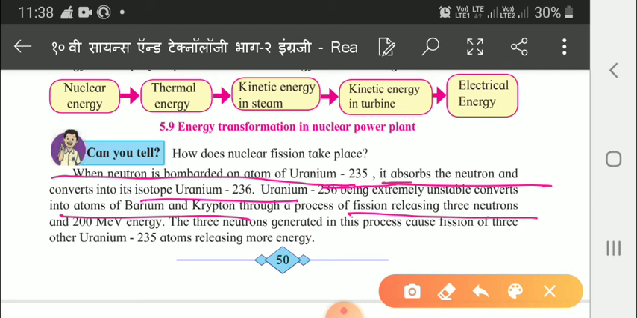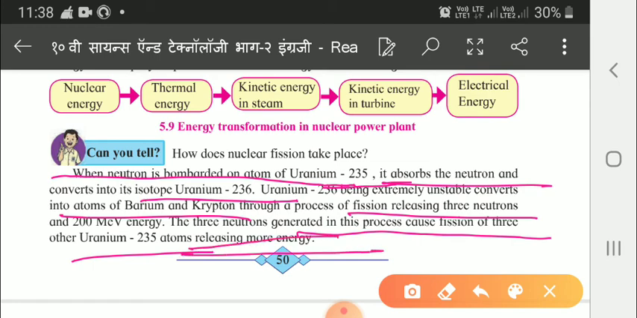Just imagine one neutron changed uranium 235 into uranium 236, an isotope. Then these three neutrons further cause the fission of three uranium 235 atoms. One neutron converts one atom of uranium 235 to 236, so three neutrons will convert three uranium atoms, they will undergo fission here, and a large amount of energy will be released.